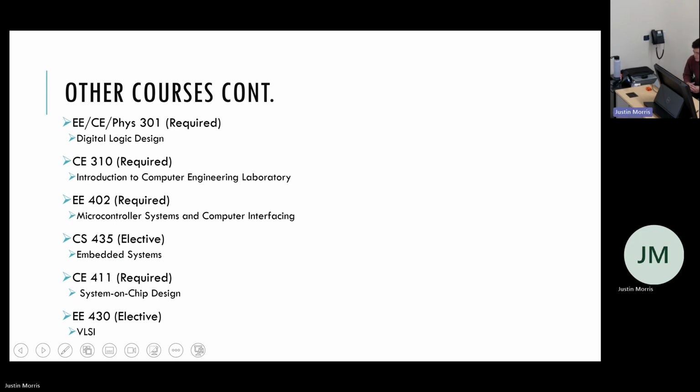Okay, and then other courses. So 301, digital logic design. How many of you took 231? So everyone that took 231, all right. So you were introduced to digital logic and Boolean algebra, right? So this is like the next step. How can we design circuits in digital logic design to do more complex things, more complex algorithms? And how can we efficiently design them? And you'll learn how to use an FPGA.